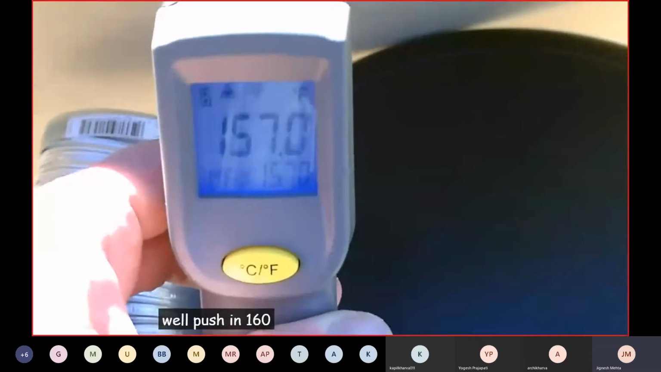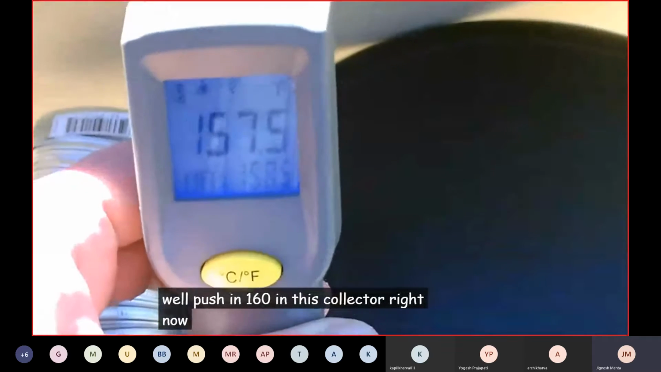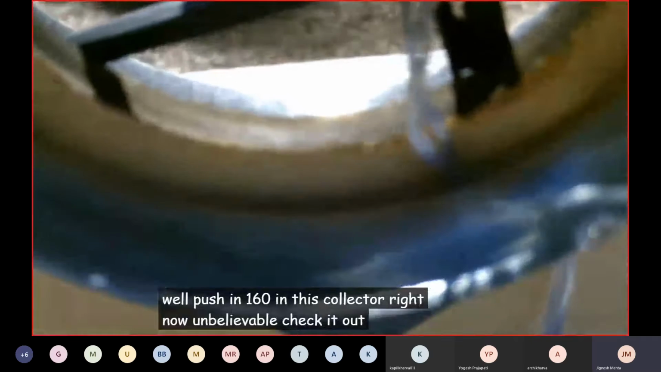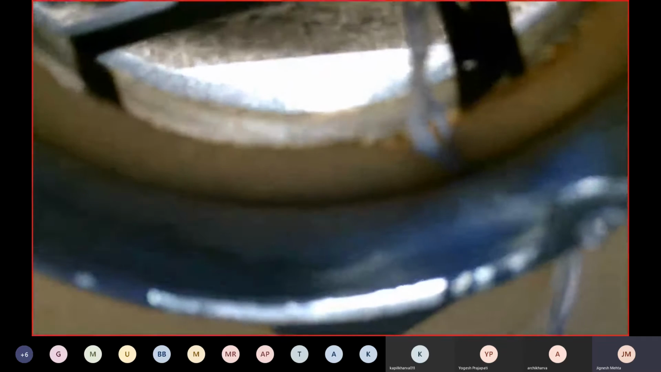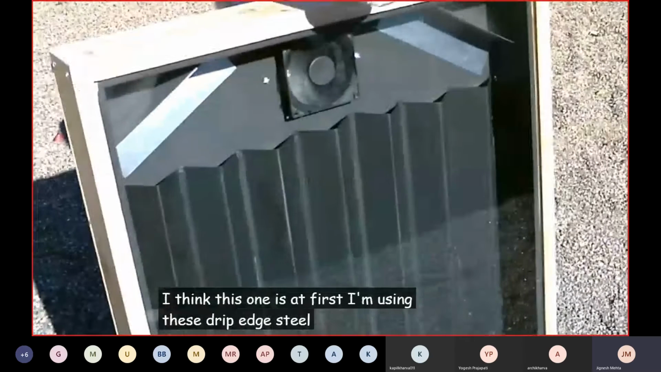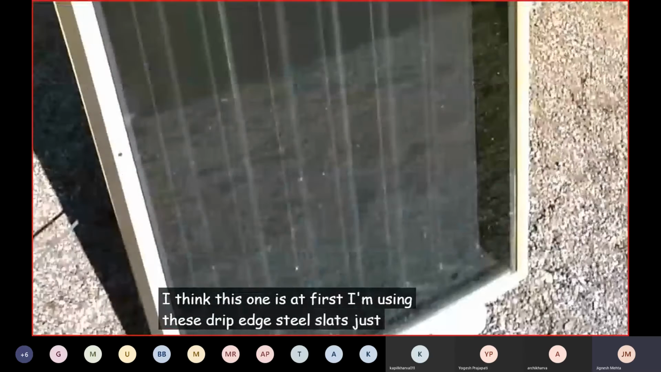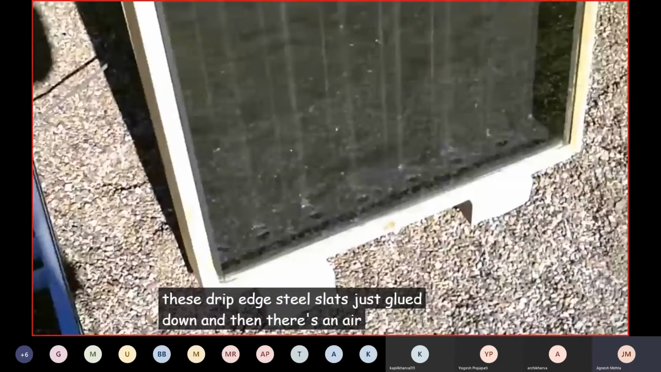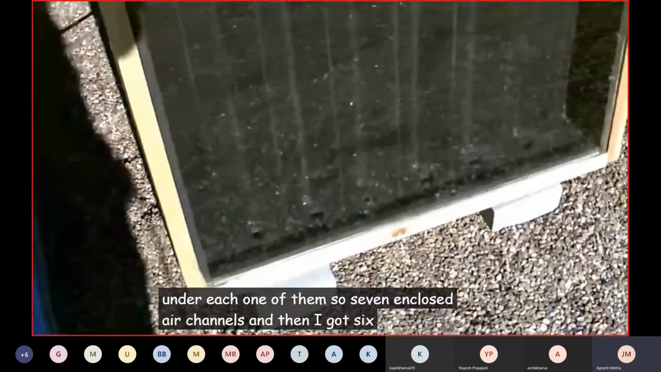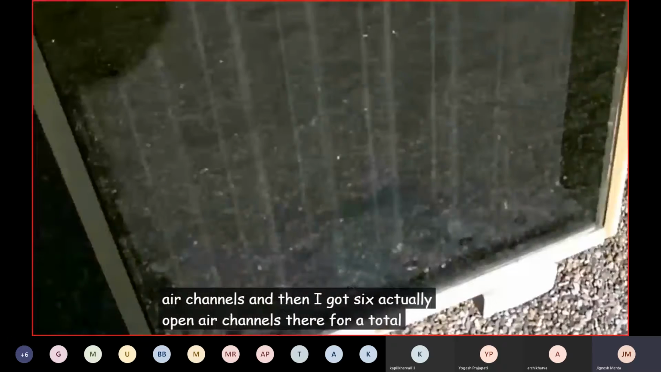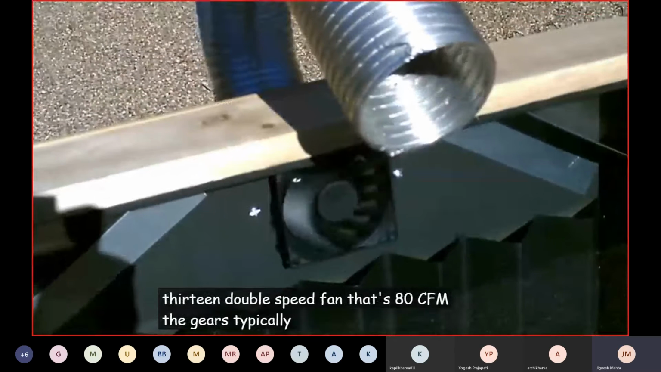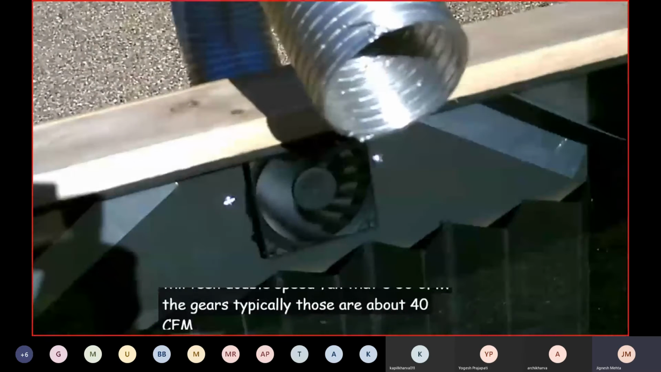We're pushing 160 in this collector right now. Unbelievable. Check it out. I think this one is the first. I'm using these drip edge steel slats, just glued down, and then there's an air channel under each one of them. So 7 enclosed air channels, and then I got 6 actually open air channels there for a total of 13. Double speed fan, that's 80 CFM gears. Typically those are about 40 CFM.